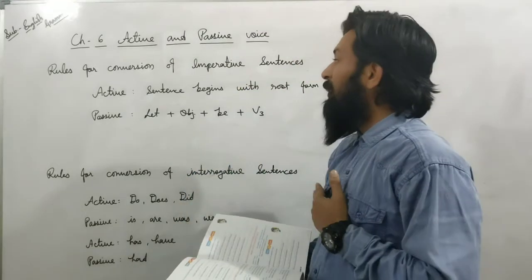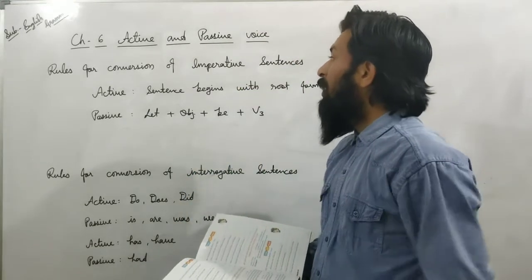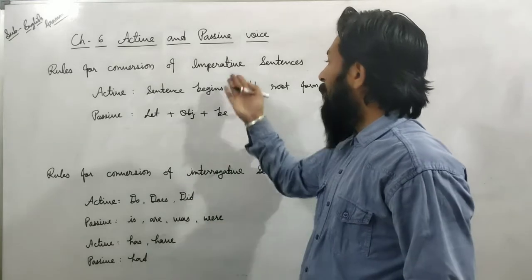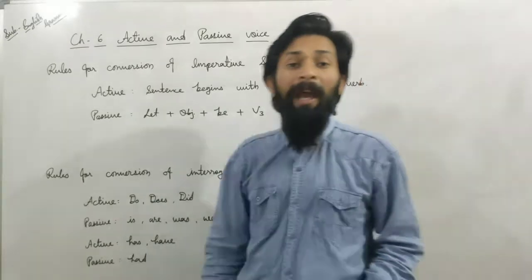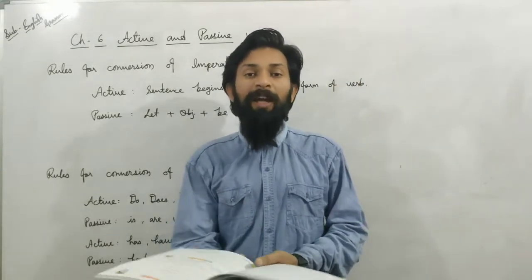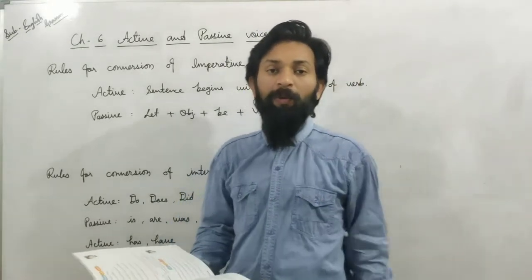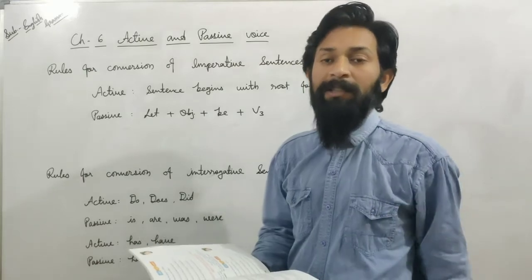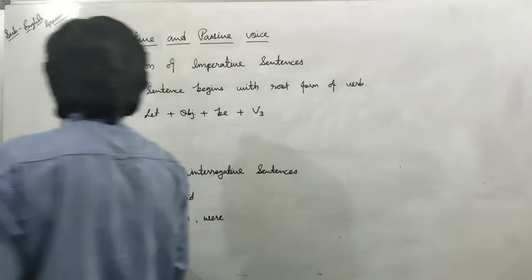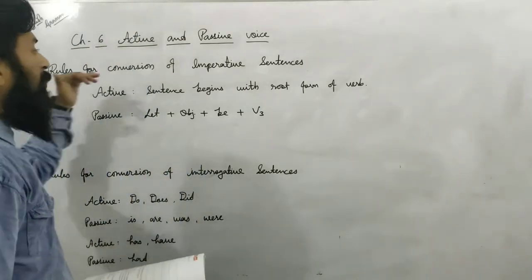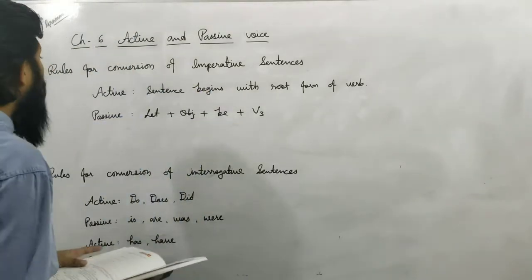In this class we will discuss other rules, like rules for the conversion of imperative sentences, rules for the conversion of interrogative sentences, and rules for modal auxiliaries, because we have to follow another rule for constructing another type of sentences. Dear students, at first we are going to start our class with rules for conversion of imperative sentences into passive voice.